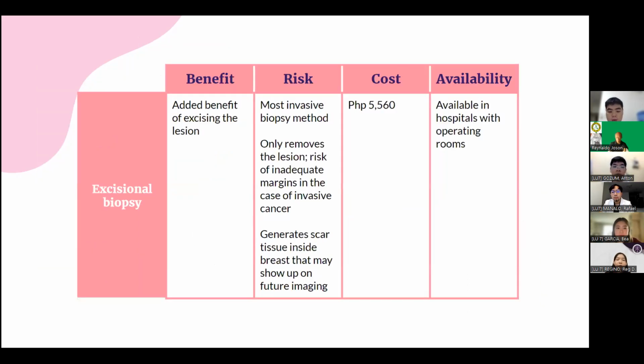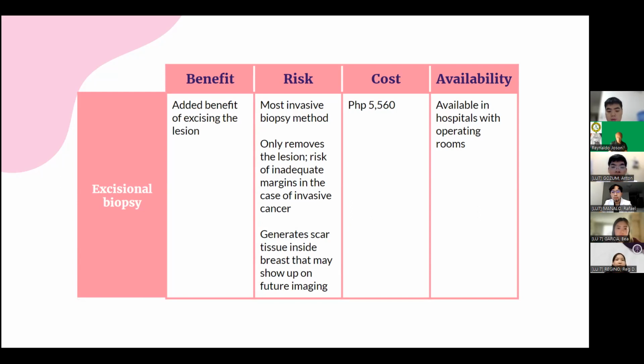The third method of obtaining a biopsy is surgically, through an excisional biopsy. The benefit is we remove the tumor or the lesion. However, this is the most invasive method out of all three, and it only removes the lesion. So there's the risk of inadequate margins if ever this lesion is invasive cancer. It also generates scar tissue inside breast tissue that may show up on future imaging. The cost is also the most expensive, at around 5,560 according to the PhilHealth case rates, and it's available only in hospitals with operating room capacities.